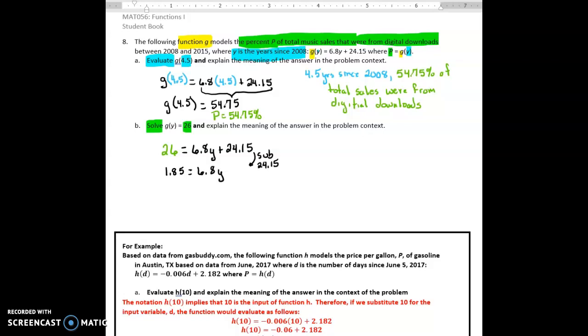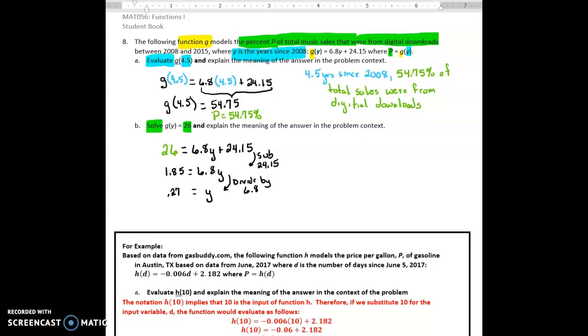And then we need to eliminate the 6.8. Since it's being multiplied, we're going to divide by 6.8. I think I said that incorrectly earlier. So y equals 0.27.